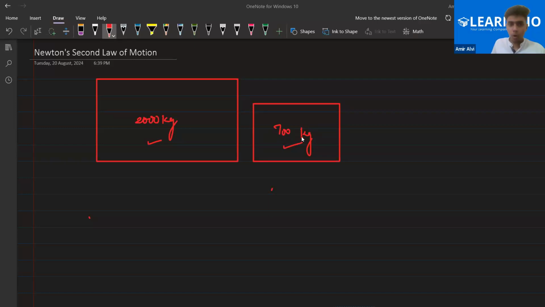When the same amount of force F is applied on both for the same time, suppose 2 seconds, the lighter body will have a higher velocity than the heavy body. Suppose two persons push a truck. Somehow they move it with a very small velocity. But if two persons push the car with the same force for the same time, the car will gain a lot more velocity than the truck. So V2 is greater than V1.